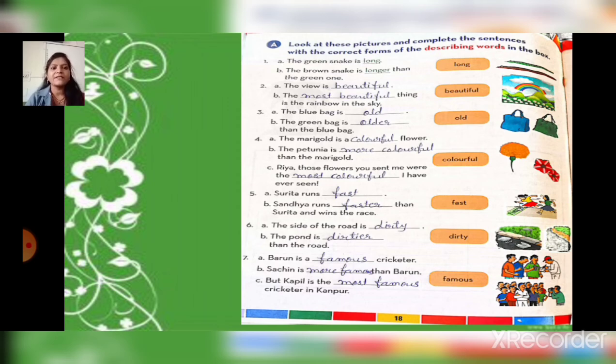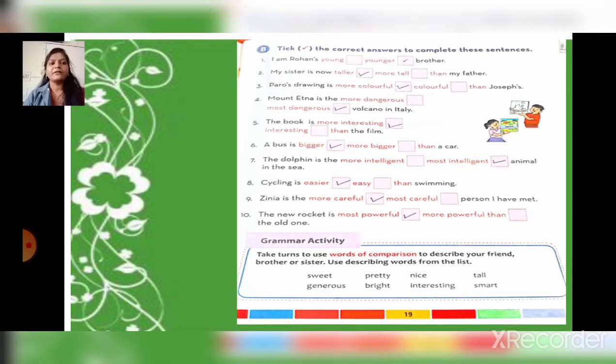So students, in this way you have to complete the exercise A. Now exercise B. Tick the correct answer to complete these sentences. 1. I am Rohan's younger brother. Here I am Rohan's younger brother, यानी कि मैं रोहन का यंगर छोटा भाई हूँ. Number 2. My sister is now taller than my father. So इसमें से आएगा taller. It means my sister is now taller than my father, because there is comparison between sister and father.